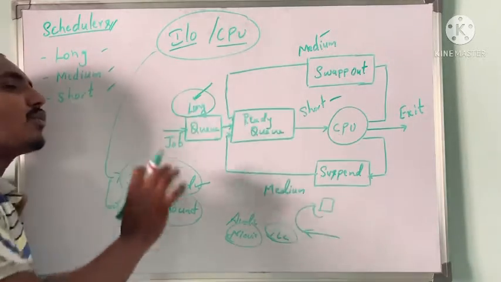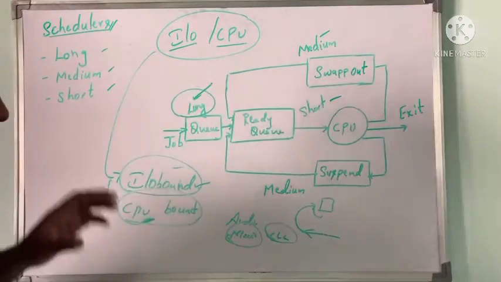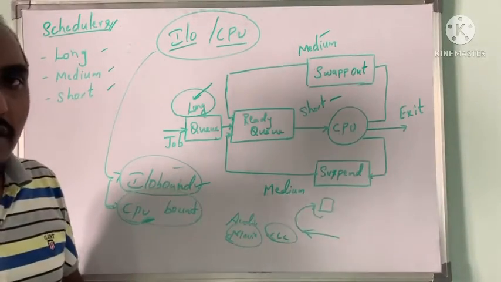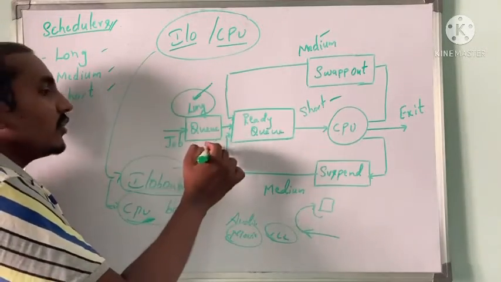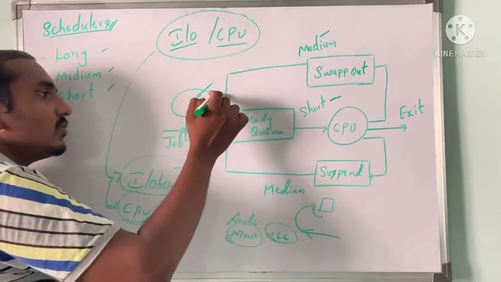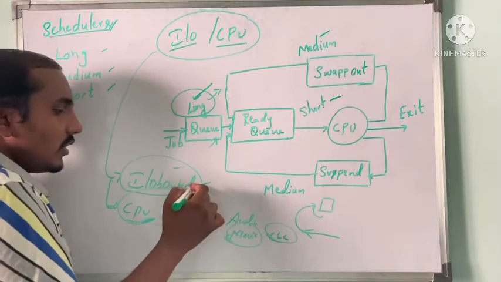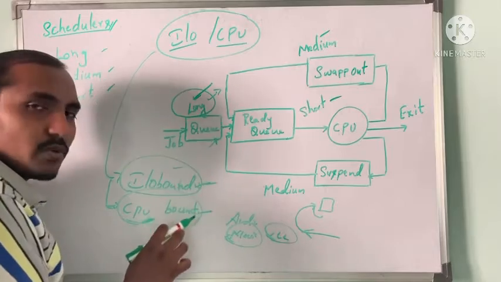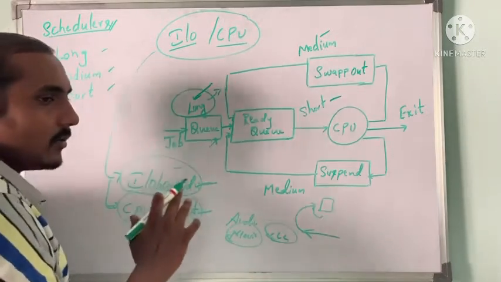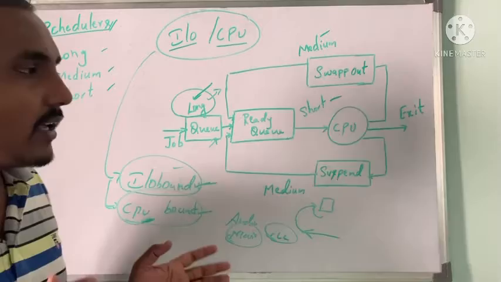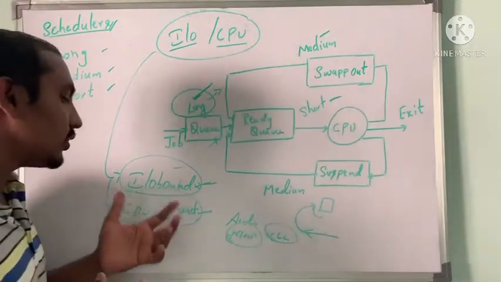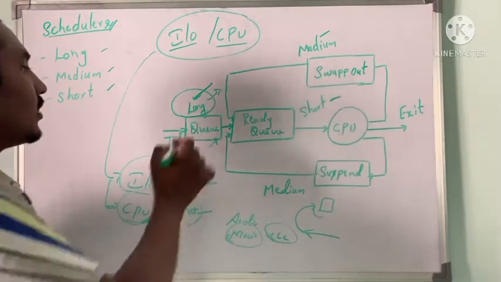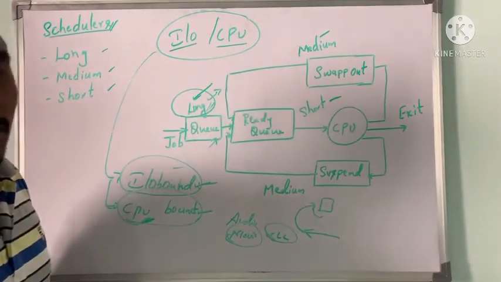So for any process that you select, or whenever you click on any given event, that process will be loaded onto the RAM, and from RAM, when it is selected for the queue, this long-term scheduler is going to see that the number of IO bound processes and the number of CPU bound processes selected is even. So that is the use of the long-term scheduler.